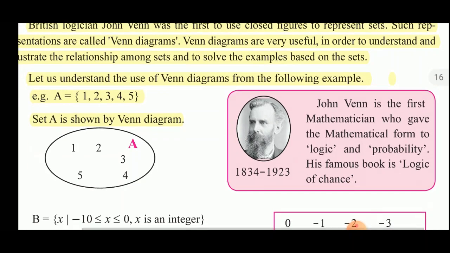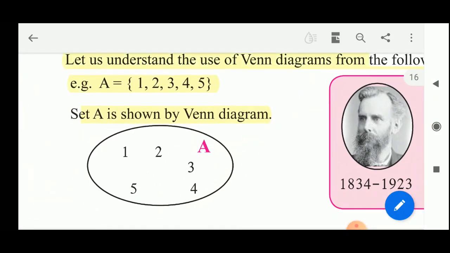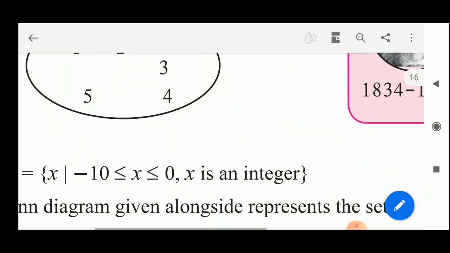Set A has the elements 1, 2, 3, 4, 5. These Venn diagrams can be represented by ovals or circles, or you can use rectangles to denote them. So draw an oval like this and denote it by the set A. Inside it, write down all the elements and show them by dots.